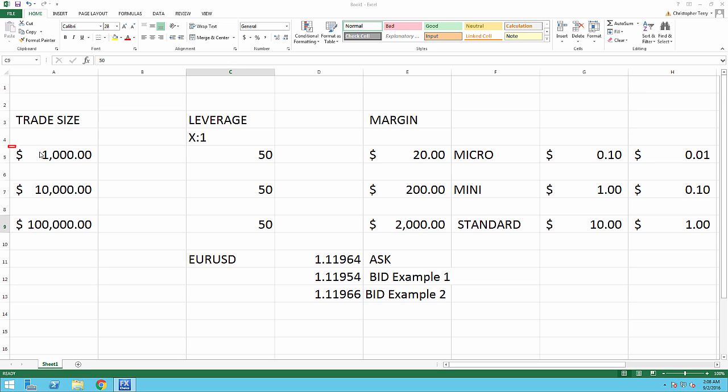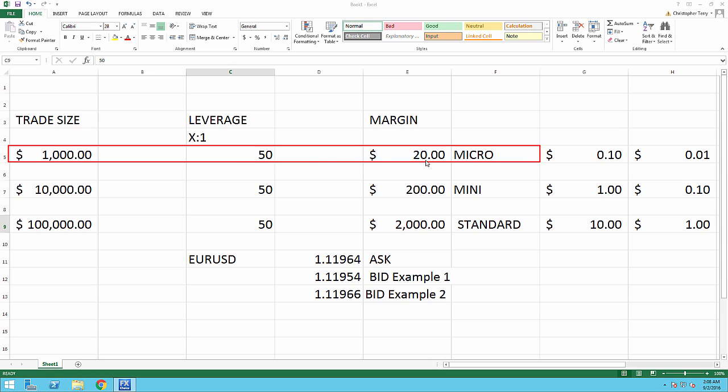So to trade a micro lot right here, you're going to leverage $1,000 with a deposit of 20, similar to the house of 100,000, and you're putting down 10,000. And every time this moves up or down 1 pip, you make 10 cents, or every pipette, remember this, the 5th digit, you make a penny.